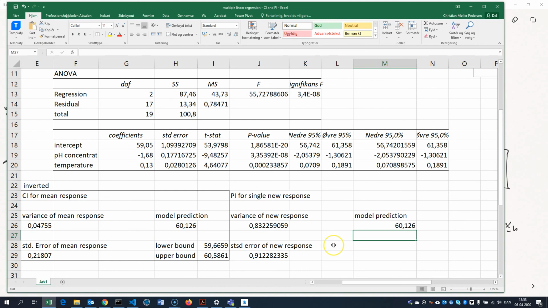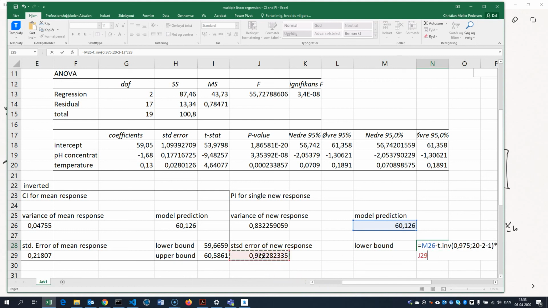And then we can compute the lower bound, and that would be the model prediction minus the t quantile, t inverse, 0.975, 20 minus 2 minus 1, times the standard error of the new response. And the upper bound is given by the same thing. Actually, I'll just take a copy here, insert here and change minus to plus.